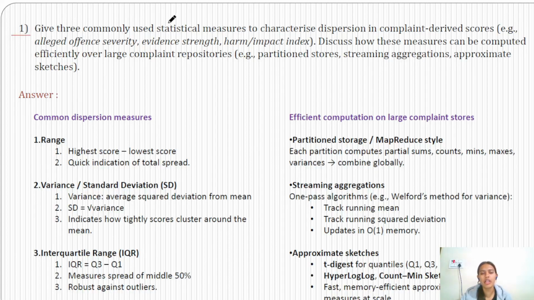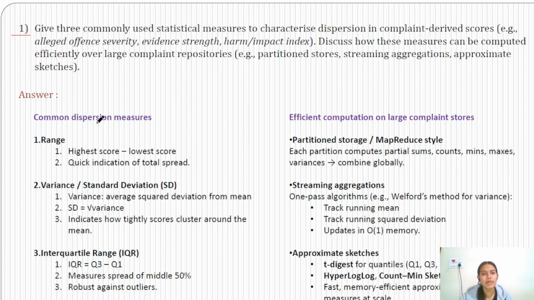Give three commonly used statistical measures to characterize dispersion in complaint-derived scores. Example: alleged offense severity, evidence strength, harm impact index. Discuss how these measures can be computed efficiently over large complaint repositories. Example: partitioned stores, streaming aggregations, approximate sketches.